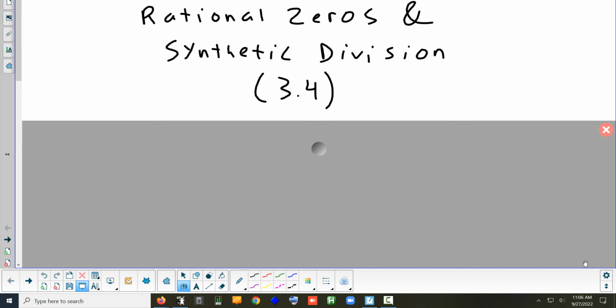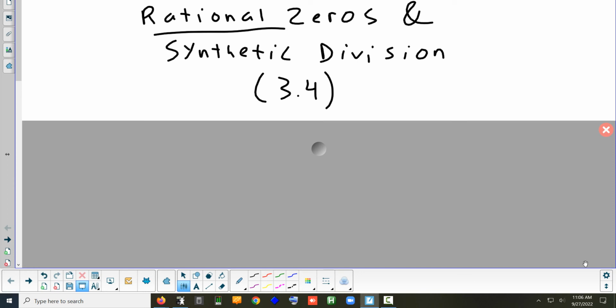So yesterday we looked at how to do long division, and it works fine, but for certain types of problems, there is a better way to do division, and that's called synthetic. So we're going to look at that. And the other thing we're going to look at is how can we find rational zeros?